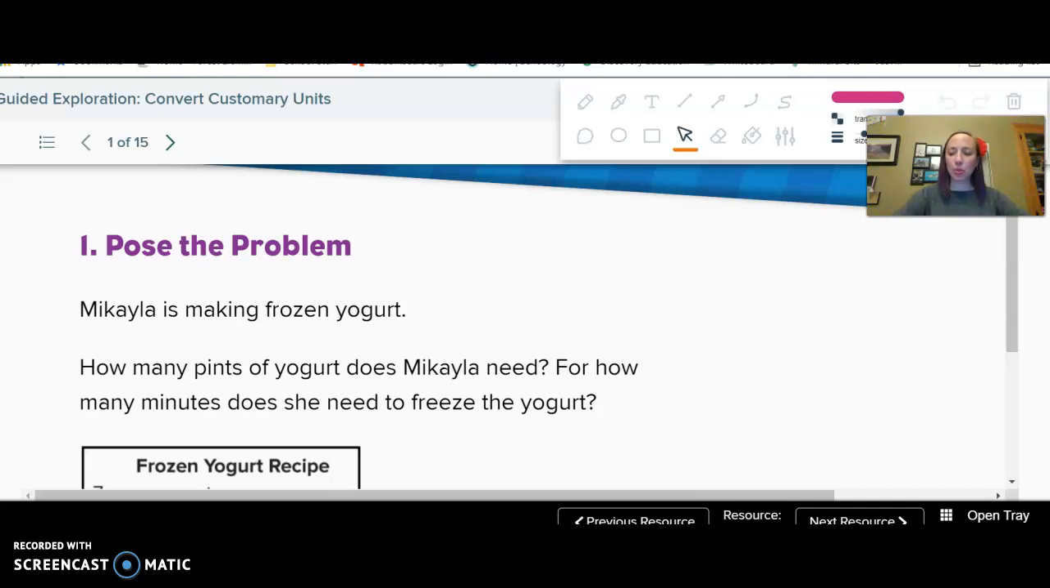All right, welcome to Unit 12. This is 12.1. The whole unit is about measurement and data. This lesson specifically is about converting customary units, or standard units. So there's standard units and metric units. Usually we use standard units in the US. Metric is used in most other countries in the world. So we're going to be looking at converting them, measurement and time.